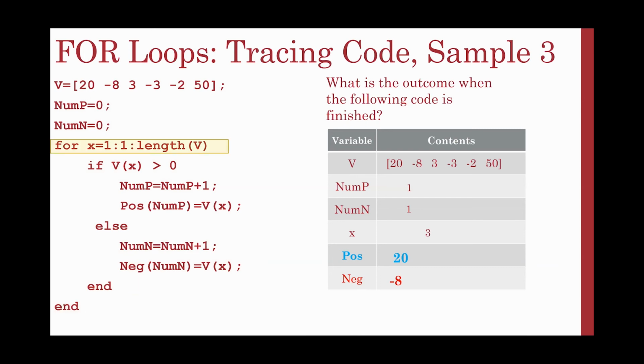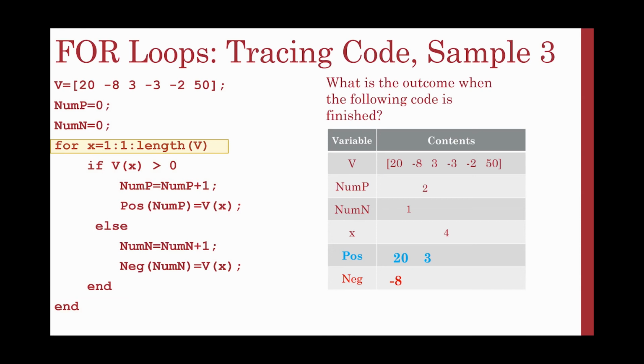We're going to go back to our for loop because we haven't reached the length of our vector v yet, so x is now equal to 3. We're going to ask ourselves if v of 3 is greater than 0, which it is, so then we're going to add 1 to the counter for positive. I'm going to store that value in my positive vector. I'm going to end my if statement. I'm going to go back in my for loop.